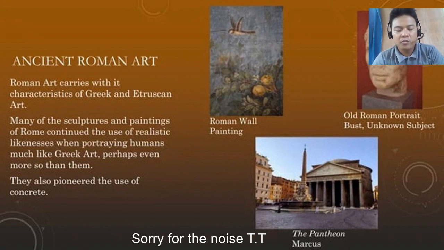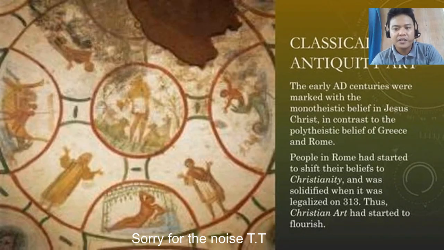For example, we have the Roman wall painting, and we also have the old Roman portrait bust, the head, and the Pantheon, which are part of ancient Roman art. Now let's move on to the classical antiquity art.